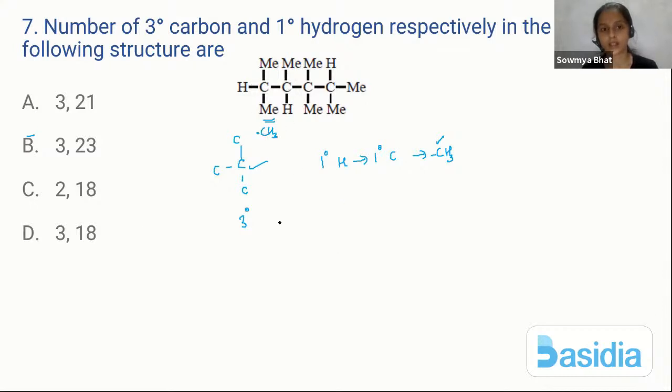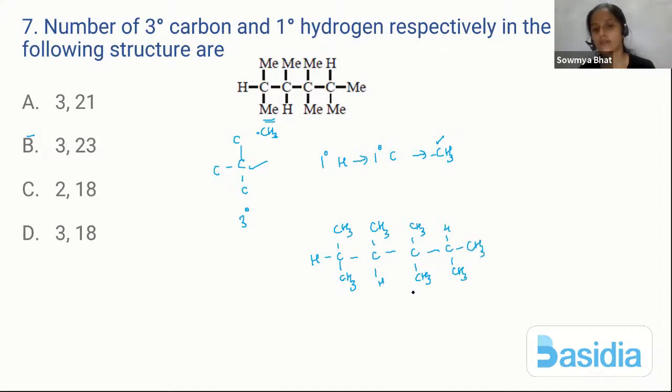So let me write the structure once again. HC, CH3, that's Me, methyl CH3. And then the next carbon with CH3, and H here, the next carbon with 2 CH3 groups, you can write it down, and then H, and then you have CH3 and the CH3.